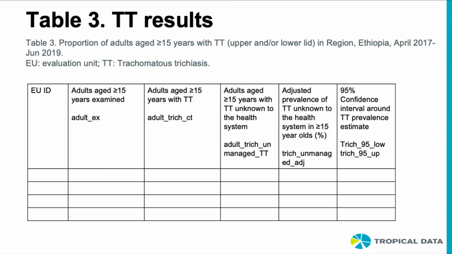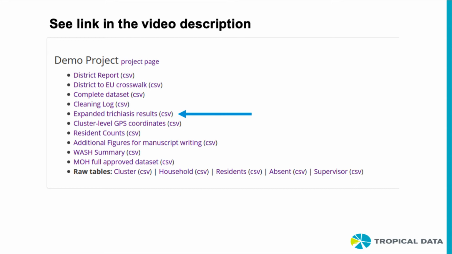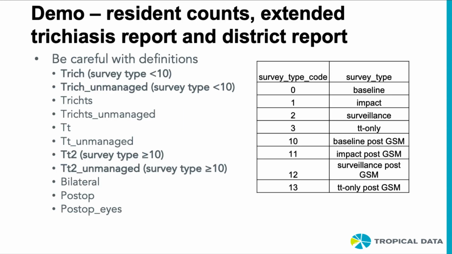Moving on to Table 3. This is for TT results, and again, abbreviations have been defined in the caption. The data for this table can be found in the Extended Trichiasis report. For describing trichiasis data, it's important to be aware that the definition of TT was updated in 2019. Before 2019, TT was recorded as any eyelash from the upper or lower lid touching the eyeball. After 2019, it was changed to follow the guidelines laid out in the Global Scientific Meeting on Trachoma in 2018. So TT was changed to only record if an eyelash from the upper eyelid touched the eyeball.